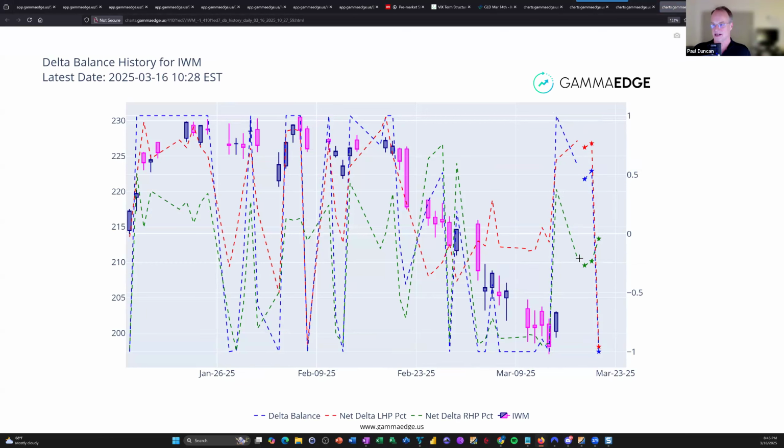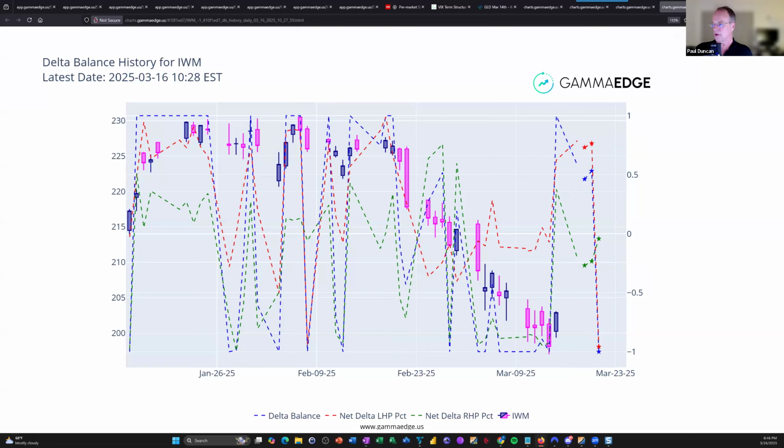This is the green line. This is effectively the right-hand plane, and it's back down below zero into midweek. So positioning for IWM in the middle of the week is weaker as we sit from Friday's perspective. Okay, so everyone just be aware of that.